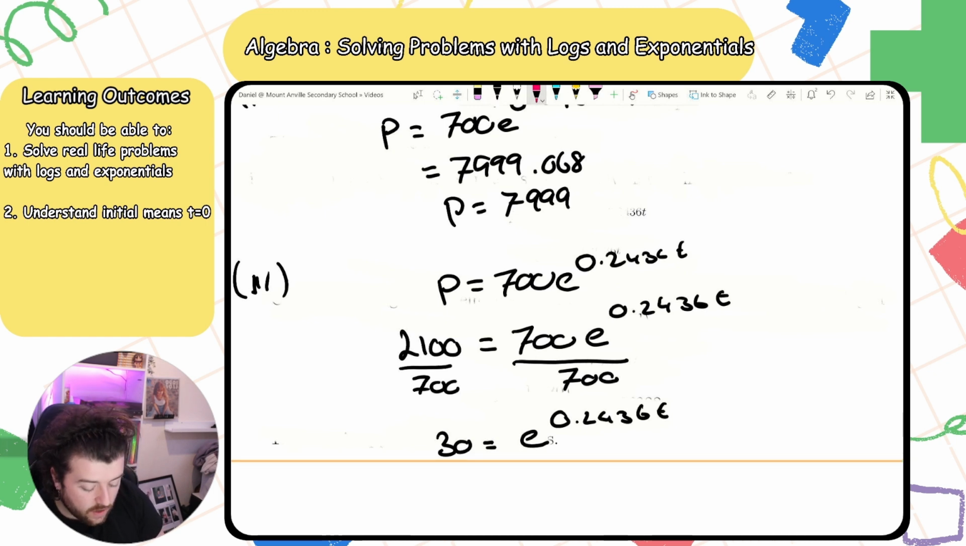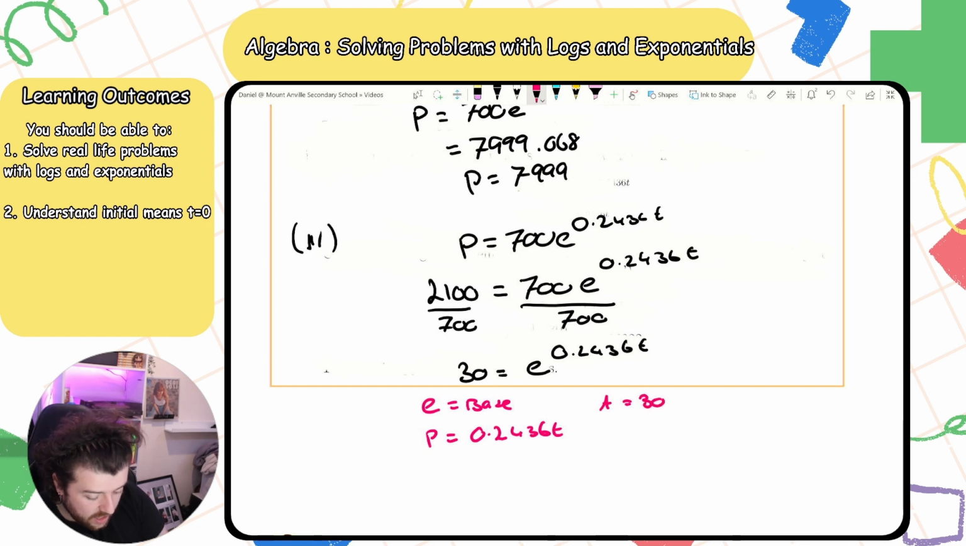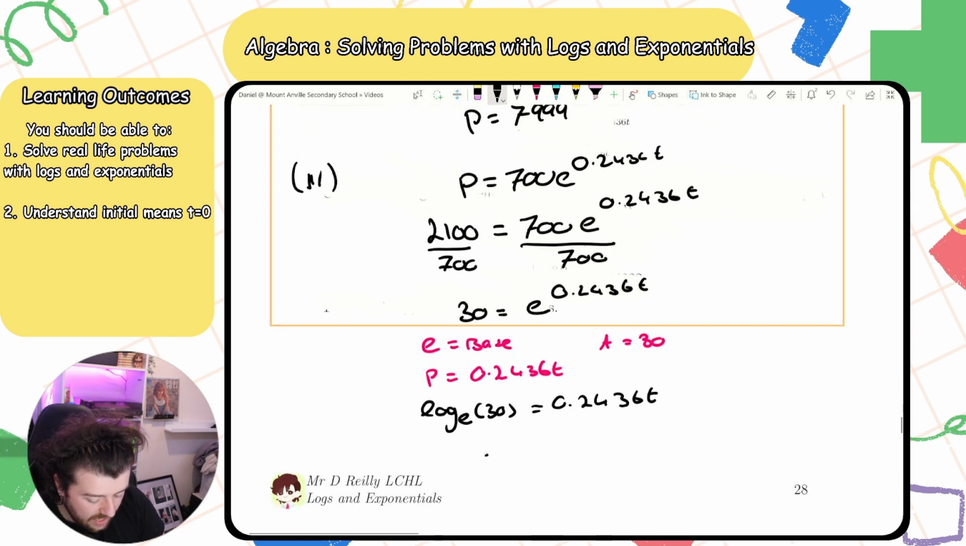I could convert this to log form or use the log of both sides method. So e is my base, my power is 0.2436t, and my argument is equal to 3. So I could write that as log base e of 3 is equal to 0.2436t. And log base e is ln. So ln 3 equals 0.2436t. Divide both sides by 0.2436.